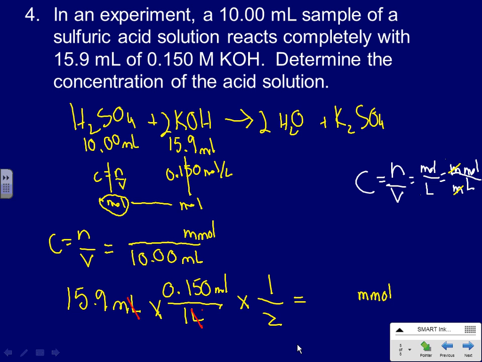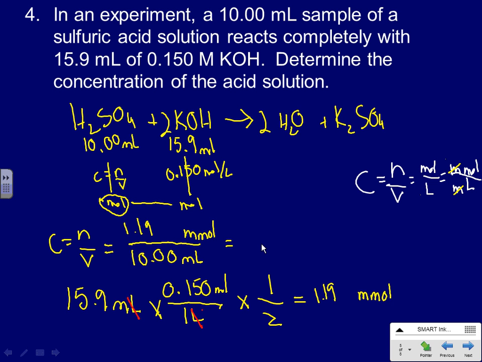How many millimoles have I got here? TJ? 1.19, and we only need 3 significant digits, right? 1, 2, 3. So that's good enough. You could keep the 2.5, but no, I think we want to stop right there. 1.19 millimoles divided by 10 milliliters.